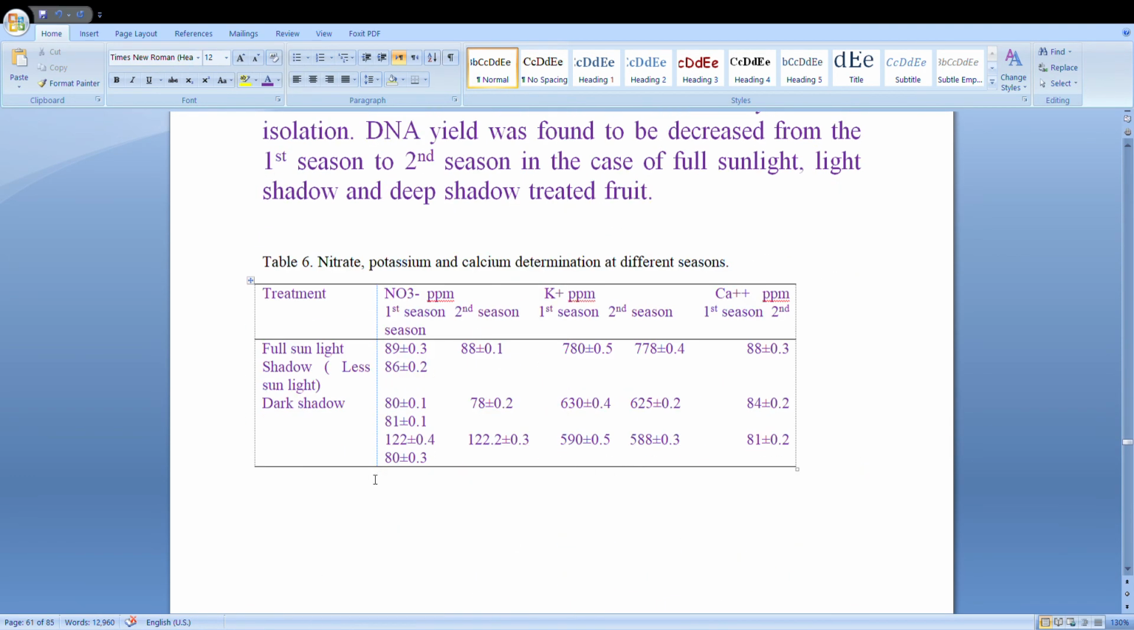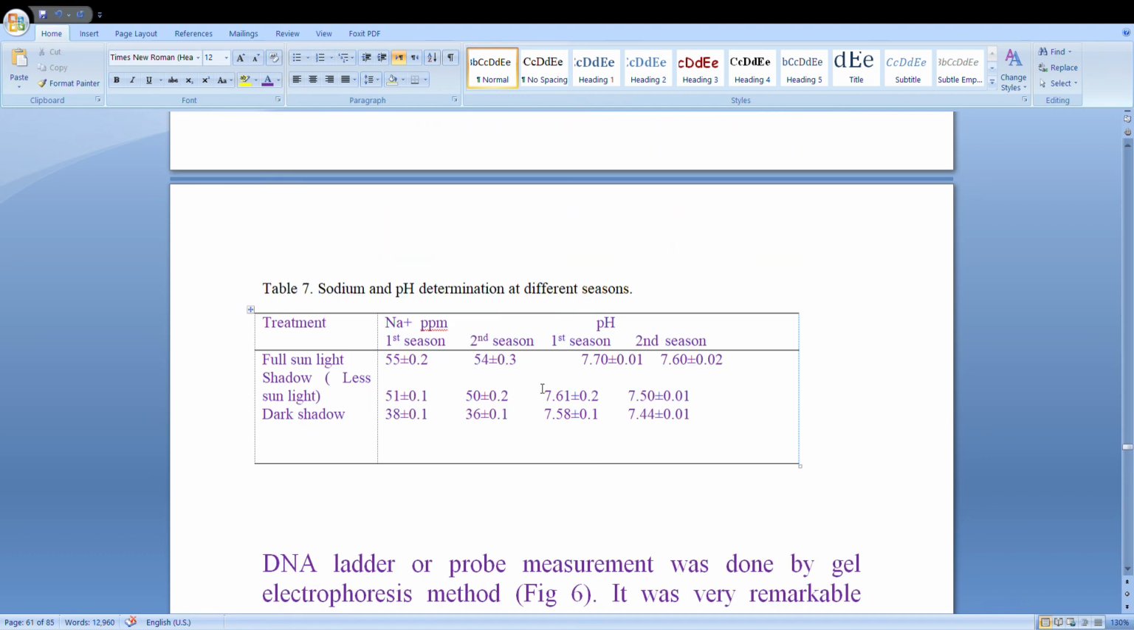Nutrient content: different types of nitrates, potassium, and calcium content, first season, second season. In full sunlight it is higher, then the light shadow or dark shadow. Here you can also see pH determination and sodium determination. Full sunlight is higher, then dark shadow and the light shadow.